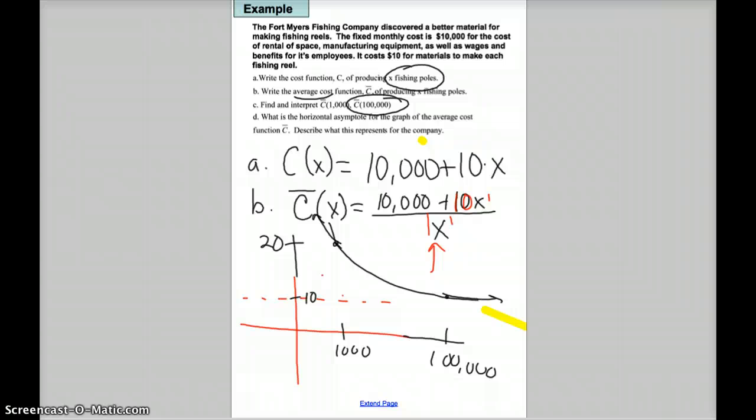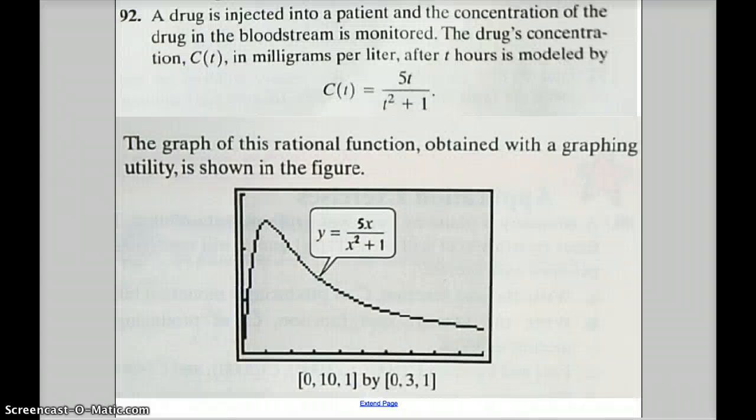So that's one of the examples you'll try in your checkpoint and in your classwork on Friday. Let's take a look at 92. In this case, they gave us the function, but we want to make sure we understand what it means. This is question 92 in your book. A drug is injected into a patient and the concentration of the drug is monitored. The drug's concentration in milligrams per liter after T hours is modeled by the function.